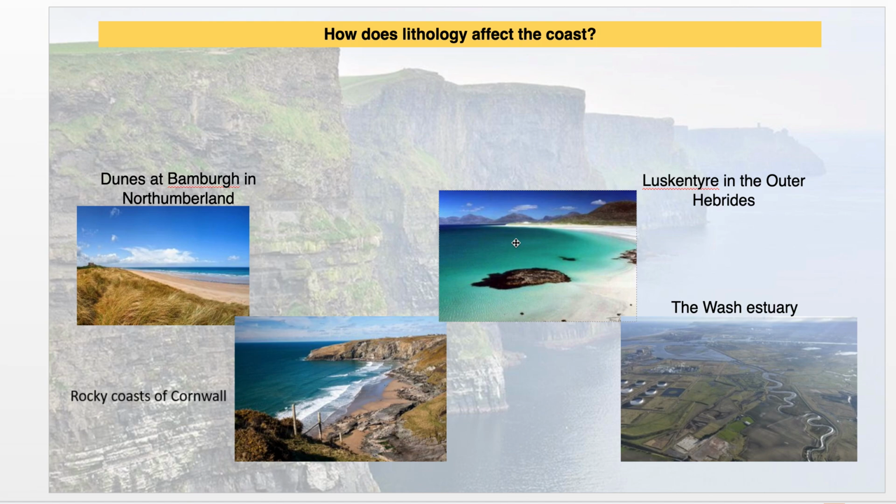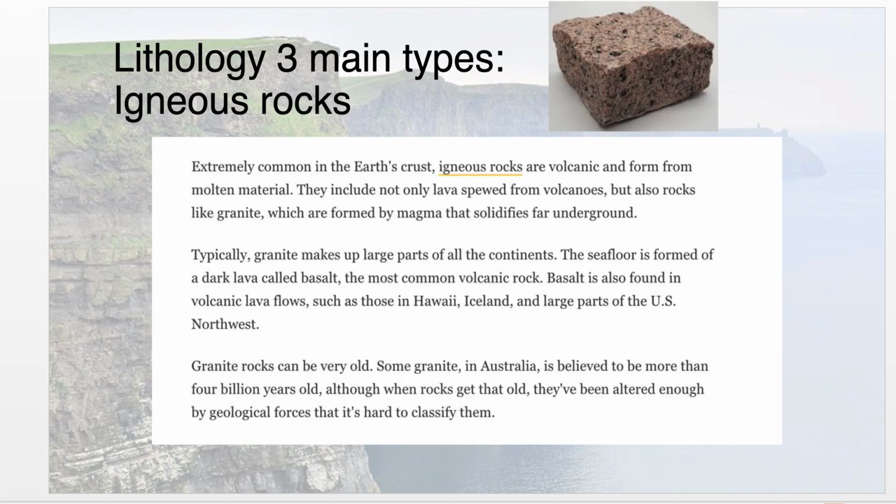We've got salt marshes, we've got spits, tombolos, caves, many features which we'll go on to in later lessons. If you want to get a quick overview of how lithology is broken down, there are basically three main types of rocks.